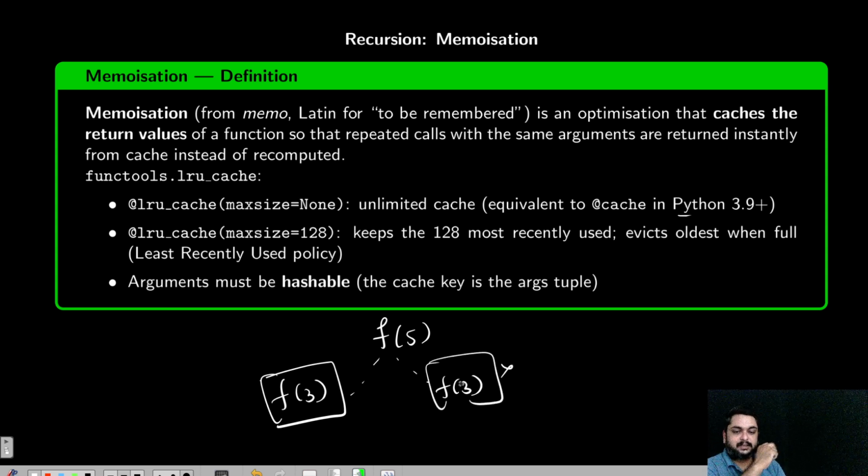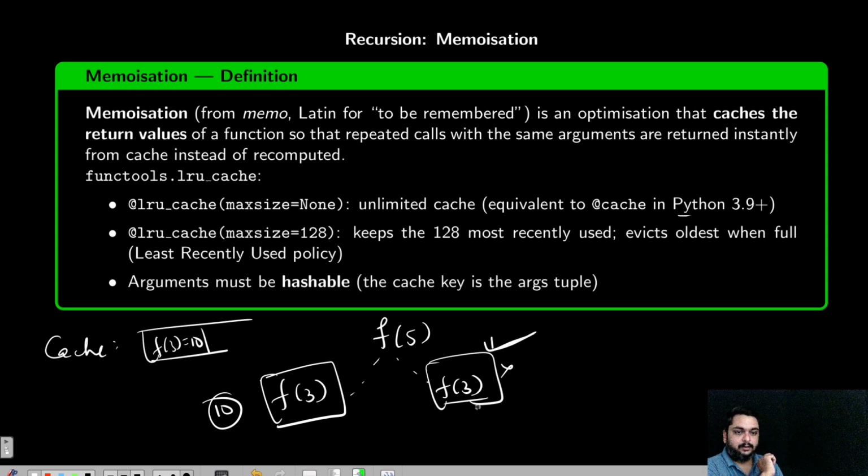But in recursion, what happens without memoization? It recalculates, so that wastes memory as well as time. It becomes slow. So to make the recursion faster, we can memoize. That means whatever value, for example, f of 3 initially gives me 10 as the value, you store it in the cache memory. You store f of 3 equal to 10. So whenever this function is called, you need not recalculate, no recalculation.